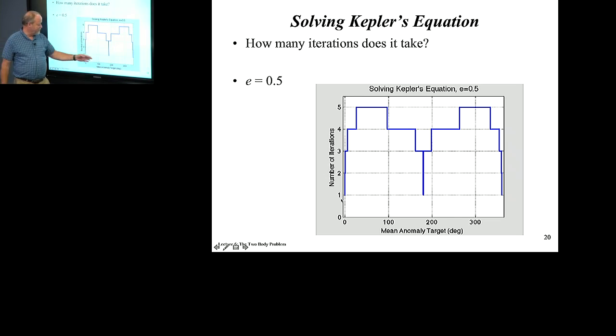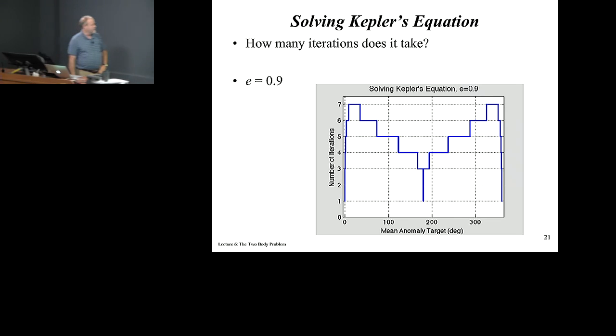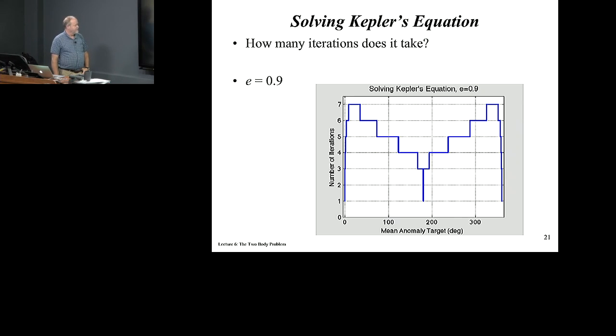But the farther away you get from periapsis or apoapsis, the more curvature you have in that function. And so the more iterations it's going to take to converge, up to 5 iterations for an eccentricity of 0.5. What about an eccentricity of 0.9? It can take up to 7 iterations. But you can see the number of iterations does vary with where you are in the orbit.